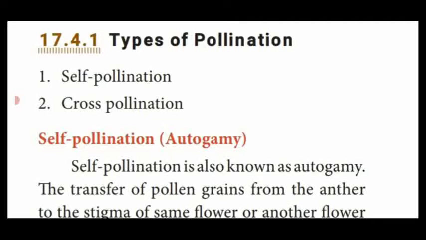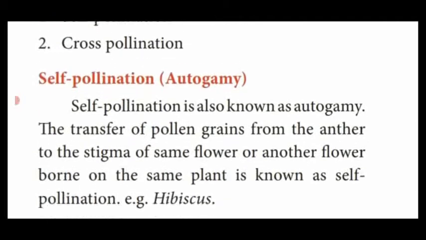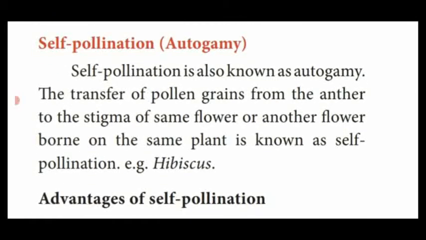Next, we are going to see types of pollination. It is divided into two types: one is self-pollination, another one is cross-pollination. First, we are going to see self-pollination. It is otherwise known as autogamy. 1-mark question: self-pollination is otherwise known as dash, autogamy. What is self-pollination? It is another important 2-mark question.